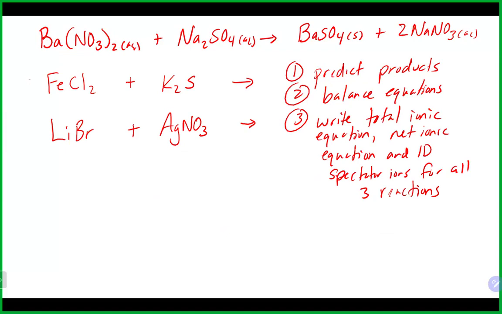So again, for these two here, predict what's on the product side, balance it, and then write out the other types of equations, the total ionic, net ionic. For this one, total ionic, net ionic, and identify the spectator ions. See how you're progressing here. I'm going to start here just kind of finishing the equations and getting the states, and then we'll get into the other equations just to make sure hopefully everybody's on the right page.